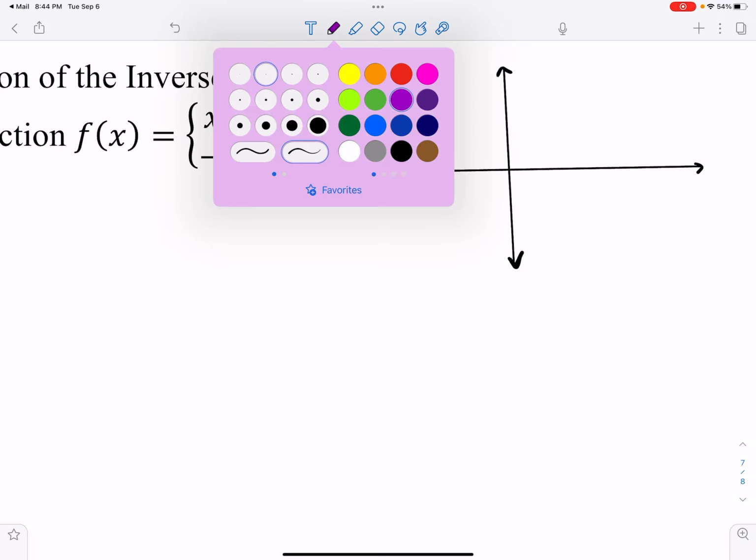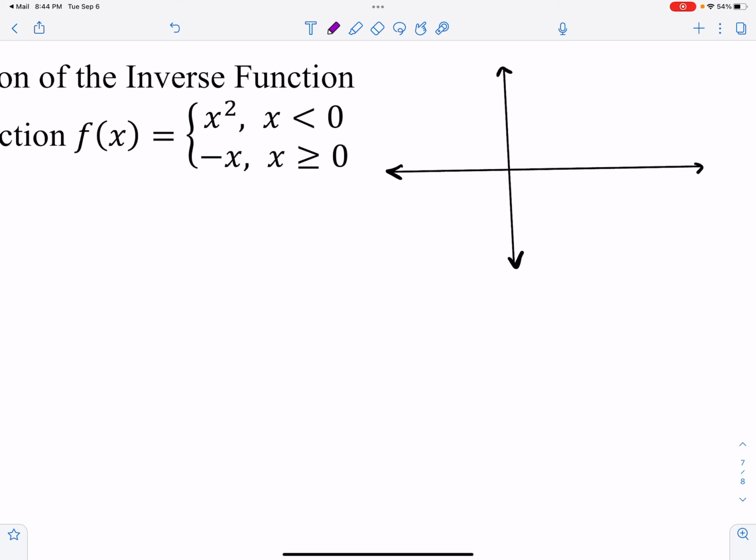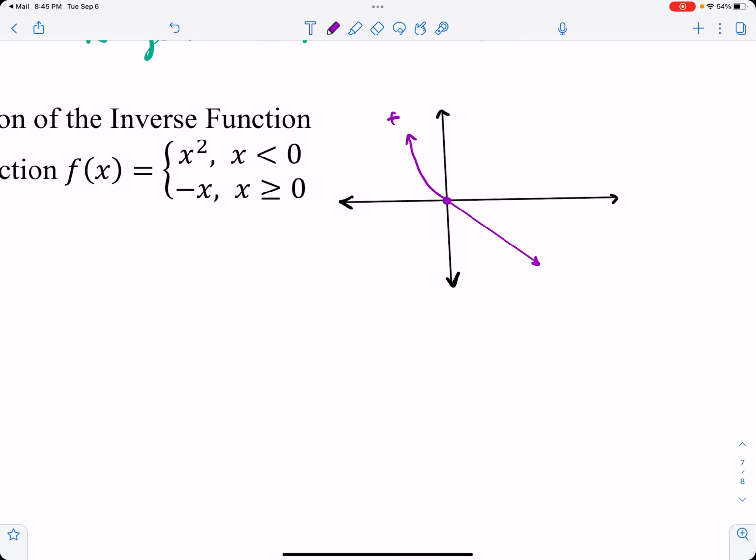Okay, so the graph will look like x squared when x is less than 0. So it'll look like that. And then negative x when x is greater than or equal to 0. So 0, 0 will end up getting filled in. Negative sloping line. Okay, so that's f. It would pass the horizontal line test and therefore is 1 to 1.